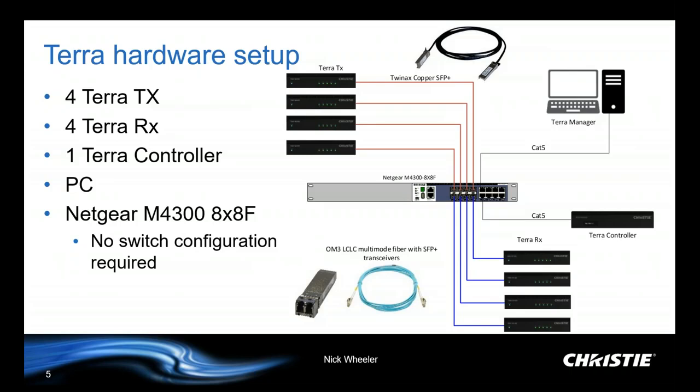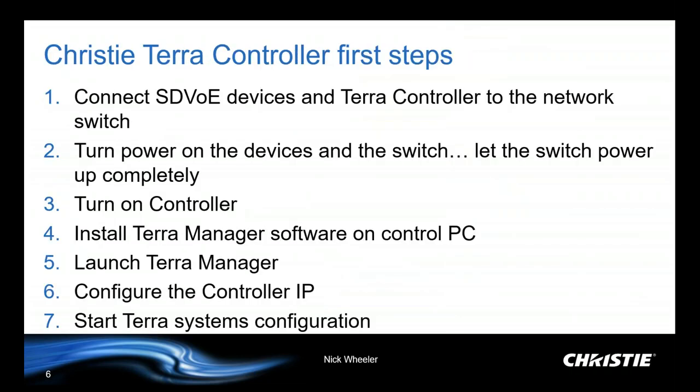So the first steps of setting the controller up is to connect all the devices to the network switch. Then you power up the devices and the switch, and you let the switch power up completely. It takes a little longer for the switch to power up than your devices. And then you turn on the controller. You'll need to install the Terra Manager software on the control PC and launch the manager. And then I'm going to show you how we configure the controller IP and then go through the system's configuration.